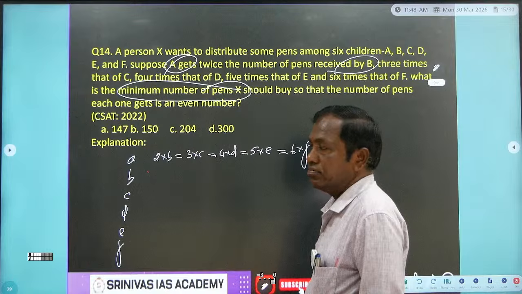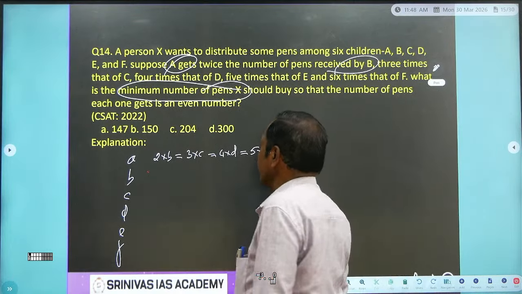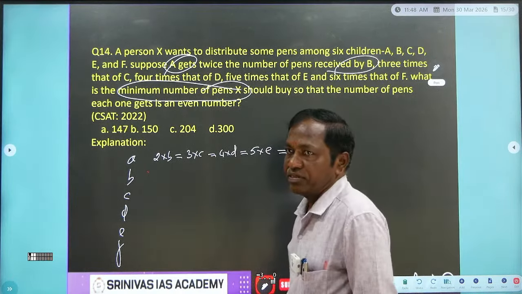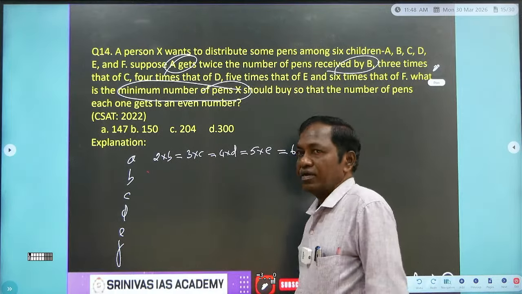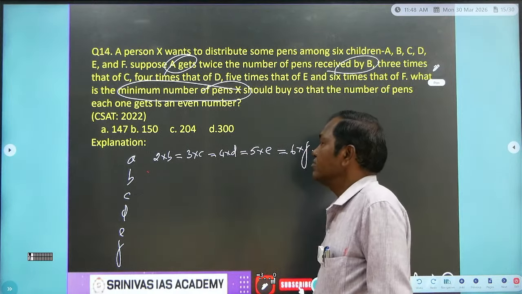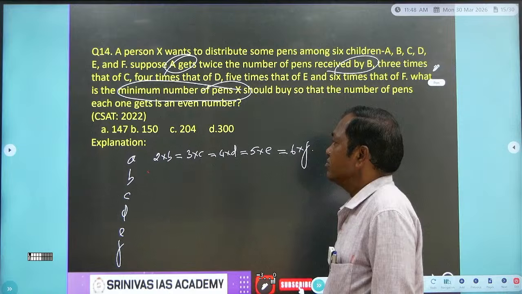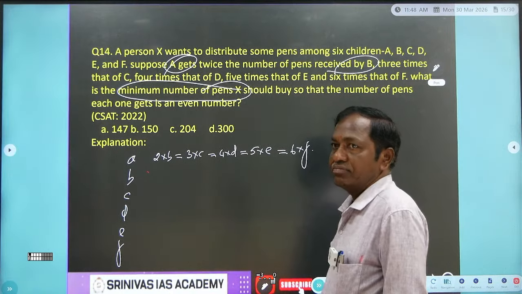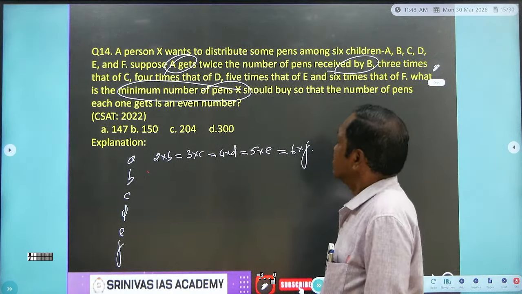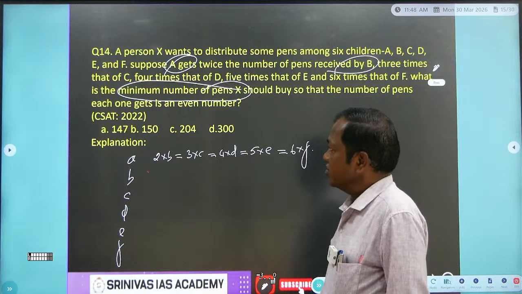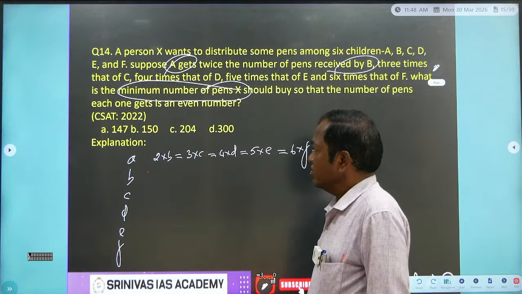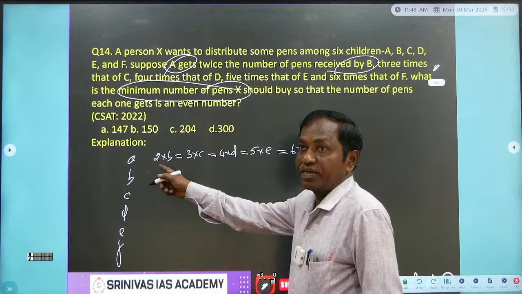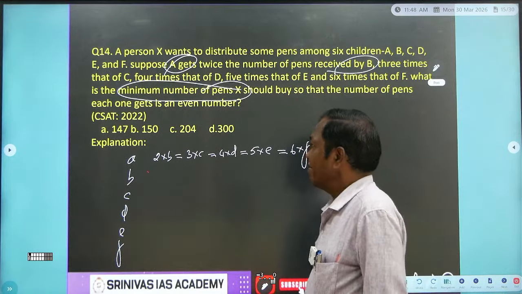Sir, answer is 147. Okay, how did you solve this? Sir, the question says A gets twice the number of pens received by B, so A becomes 2B. Next I'll convert everything to A, sir.